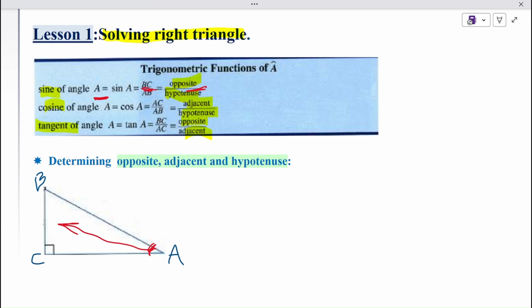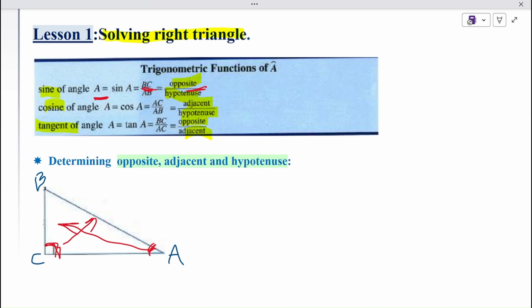Hypotenuse, guys, is the longest side of a right triangle. Or you can know this by looking here. The right angle is here. This is the right angle, right? The side opposite the right angle, this side, is called the hypotenuse. The hypotenuse is the side opposite the right angle, or you can know it as the longest side of a triangle. So BA or AB, you can say BA or AB, this is the hypotenuse. This is sine.